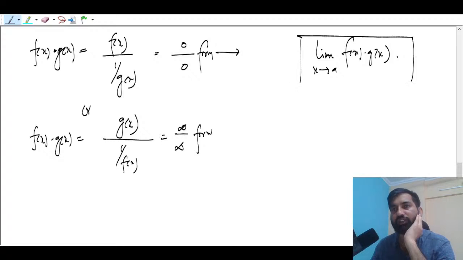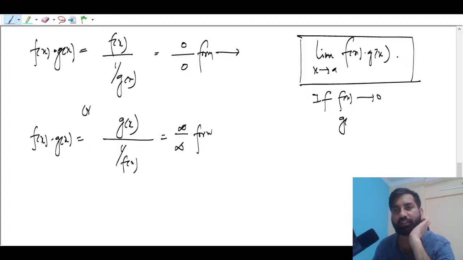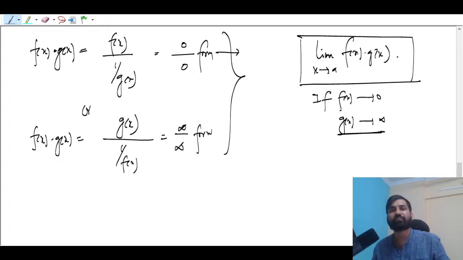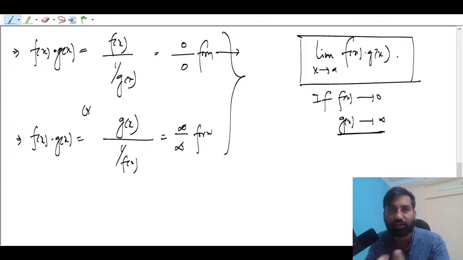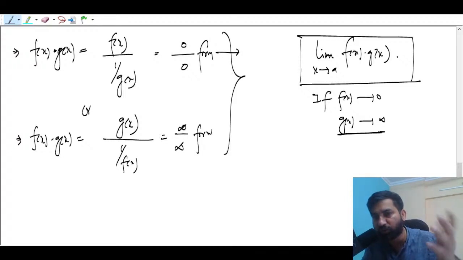So how to solve this? If your f(x) is becoming 0 and g(x) is becoming infinity, you can write in this format: f(x) upon 1 by g(x), and g(x) upon 1 by f(x). So this is nothing but, 1 by f(x) is infinite only because f(x) is 0. So you have to note that whenever a product of two functions is given, and the limit x tending to a is there, and your f(x) is becoming 0, you have to convert it into this format. You have to convert your 0 into infinity.